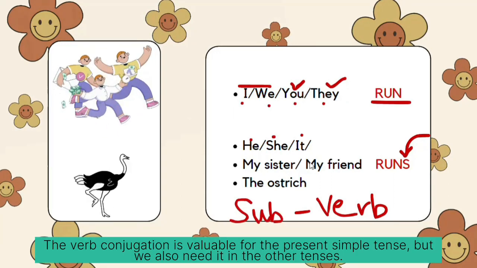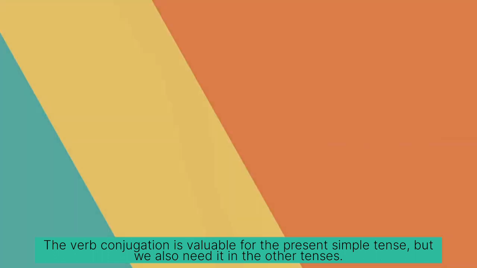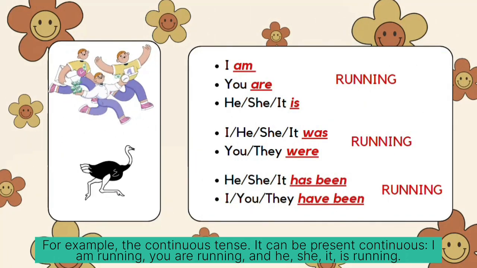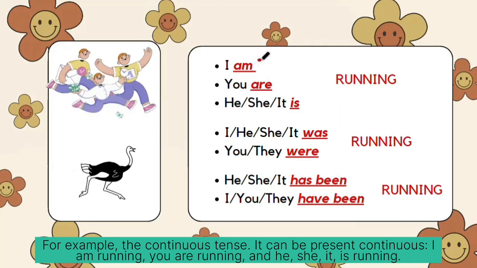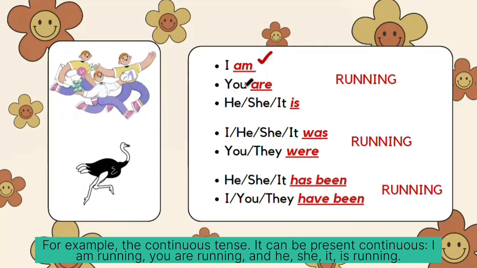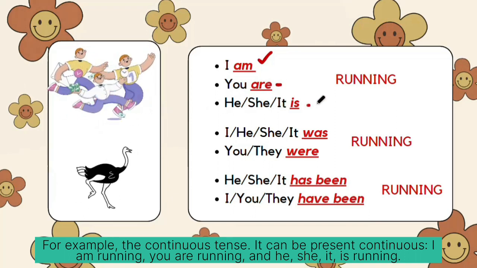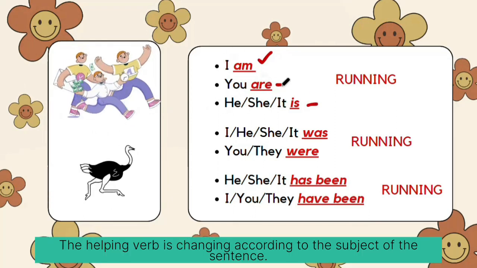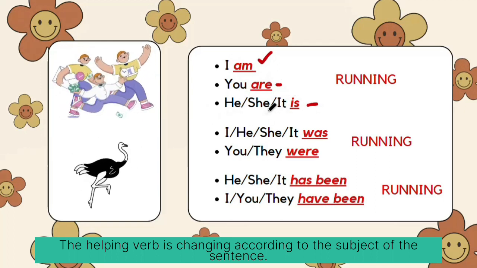Verb conjugation is not only useful in the present simple tense, but we also need it in the other tenses. For example, the continuous tense. It can be present continuous, I am running, but you are running, and he, she, it is running. The helping verb is changing according to the subject of the sentence.